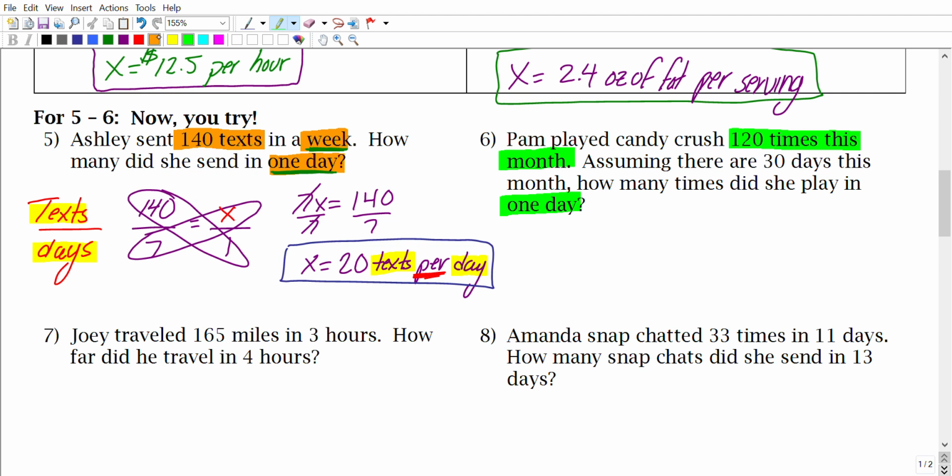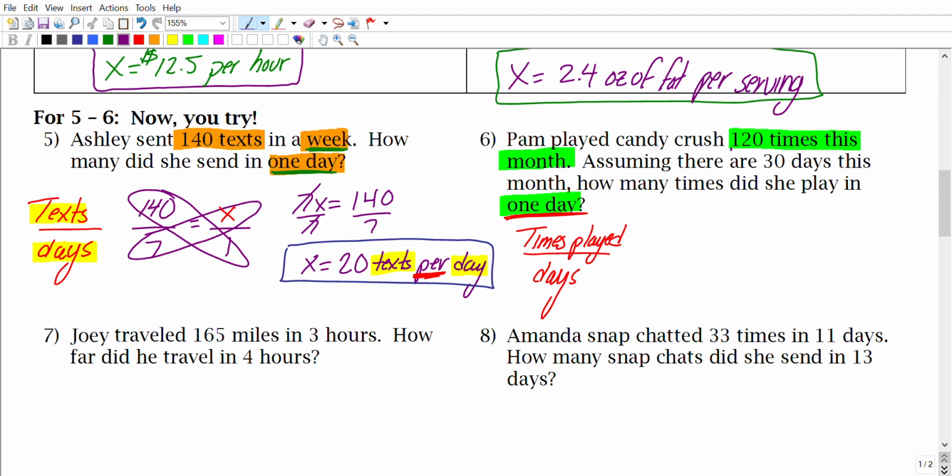All right, so she's playing Candy Crush. So let's go ahead and write this down. So we want to know times played. And what do you guys think? Do we want to write months down here, or do we want to write days down here? Okay, I think we want to write days because look at our final answer. It has to be in days. All right. Okay, so let's go ahead and figure this out.